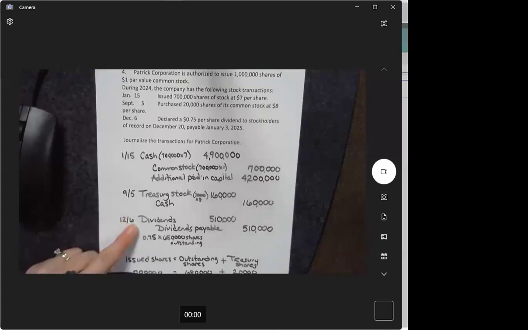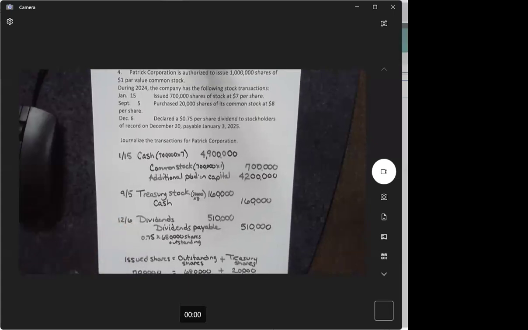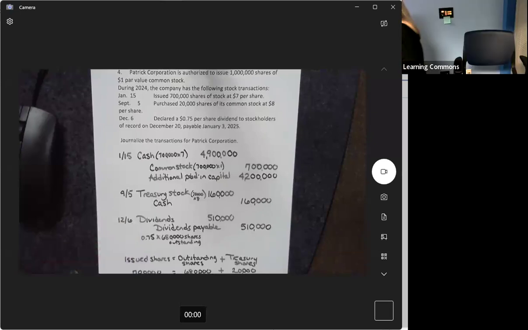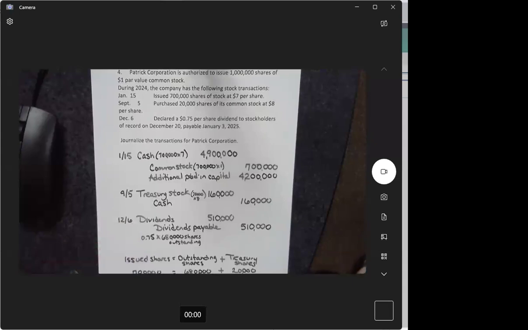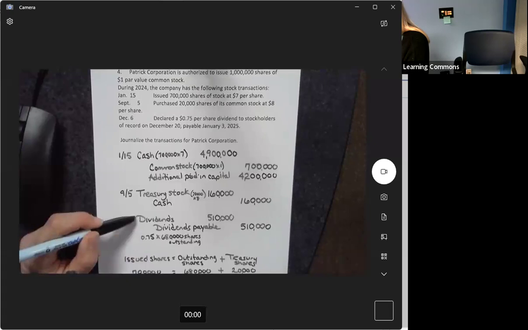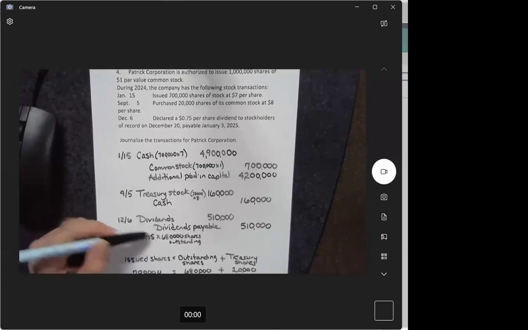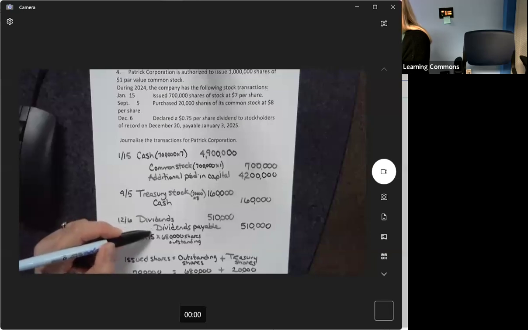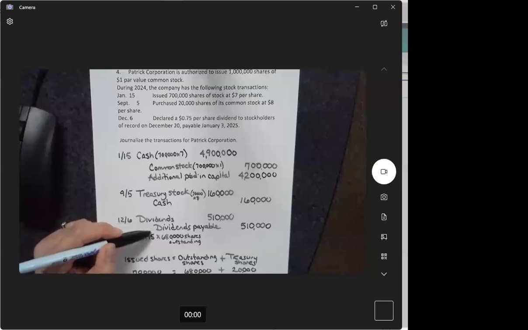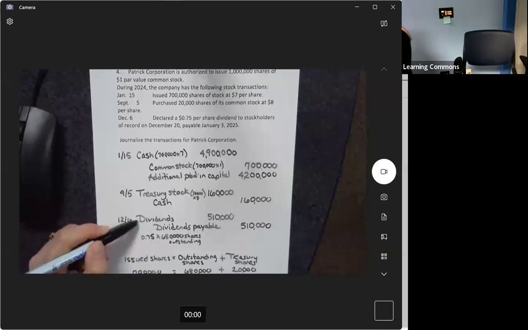Okay. Then when we think about dividends, remember those different dividend dates. We said the declaration date is the date when we announce the dividend. That's when we have a legal obligation to pay the dividend. So on the declaration date, we go ahead and record the dividend and a liability for dividends payable, because on that declaration date, we now have to pay the dividend. So we go ahead and record it plus the dividends payable.